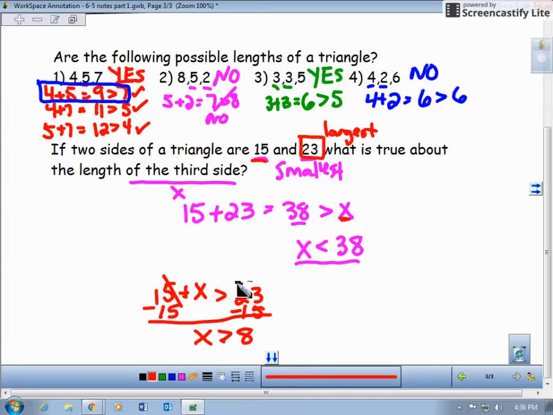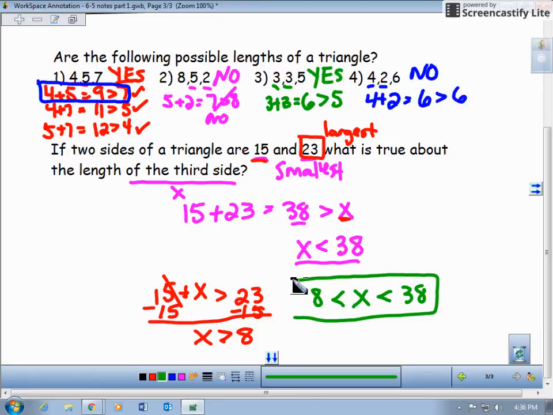So what we're going to do is take these and put them into a compound inequality. So x will go in the middle. We know it has to be less than 38. And we know it has to be greater than 8. Okay? And so there are the possible lengths for that third side. And that ought to make sense.